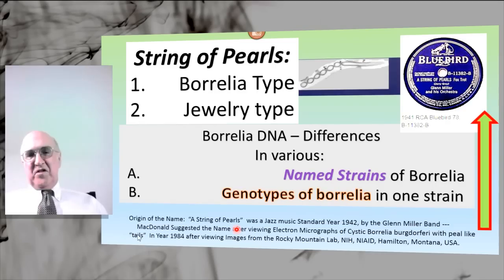Now, Dr. Bergdorf is a lot older than I am, so he may have also thought of the idea himself, but I'd like to think that I had something to do with the naming of String of Pearls after the jazz record by the Glenn Miller Band in 1942. It does look like a string of pearls. Borrelia type, not jewelry type, but musical type.